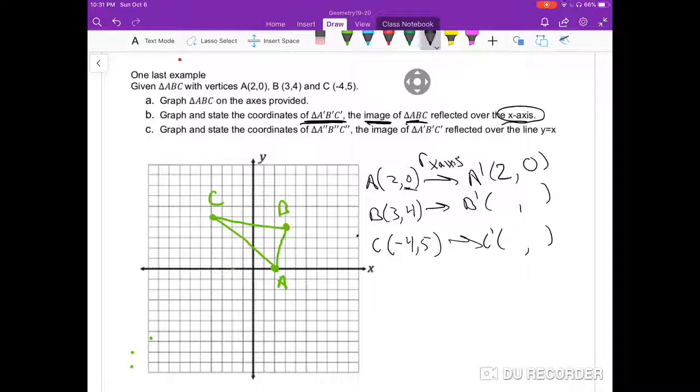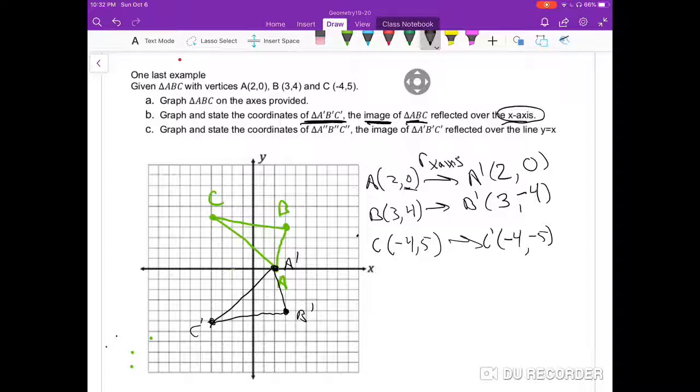3, 4 becomes 3, negative 4. So I change the sign of the y value here. And C becomes negative 4, negative 5. So I'm going to graph these 3 points and we'll see what it looks like. So here is A prime. Then we have 3, negative 4 is B prime. Then we have negative 4, negative 5, C prime here. So this is A prime, B prime, C prime.